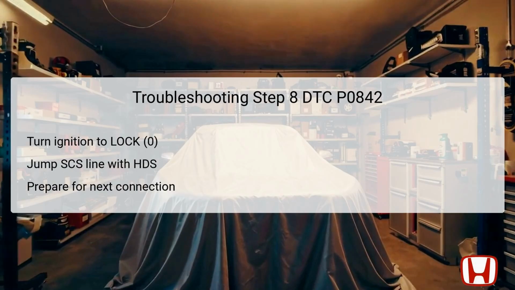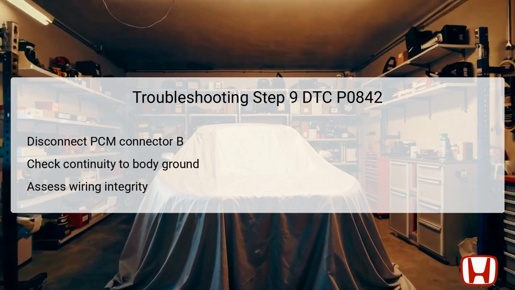After successfully jumping the SCS line, the technician should be ready to proceed to disconnect the PCM connector B49P for further checks, especially regarding continuity, essential in diagnosing the root cause of the DTC. Next, the technician should disconnect the PCM connector B, which has 49 pins. This step is significant as it sets up for a continuity test that will check the integrity of the wiring connecting the pressure switch to the powertrain control module, PCM.